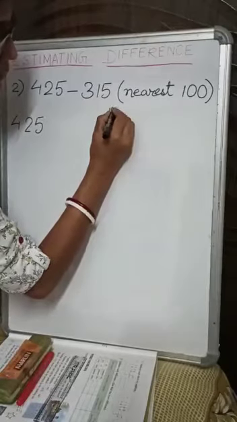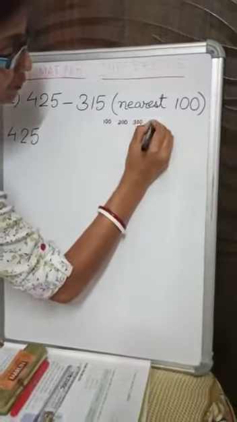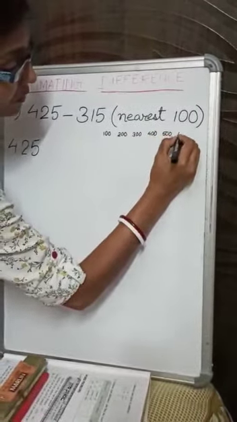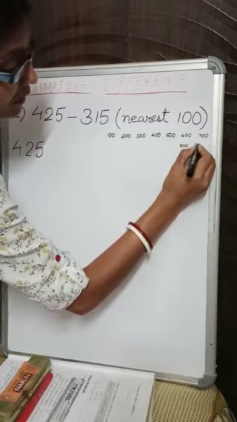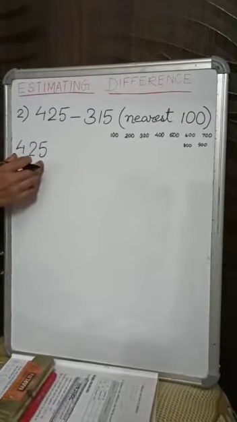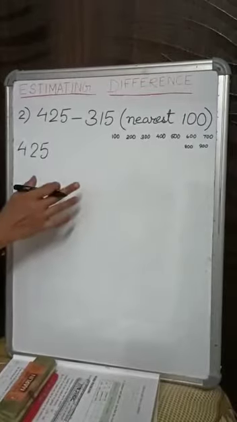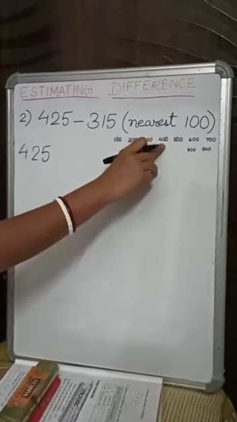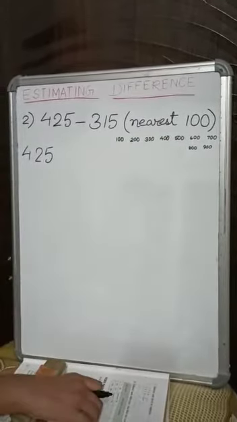So start counting. 100, 200, 300, 400, 500, 600, 700, 800, 900, 1000. Okay. So next 425. You find out it lies between which two hundreds. So here you can see 425 is greater than 400 but less than 500. So it will lie between 400 and 500. So we will draw the number line.